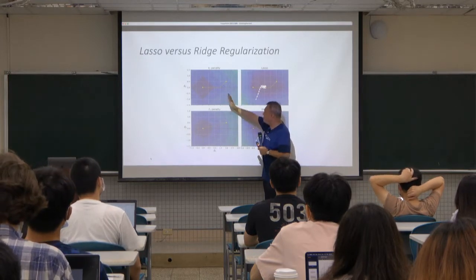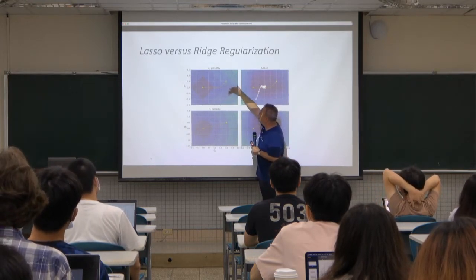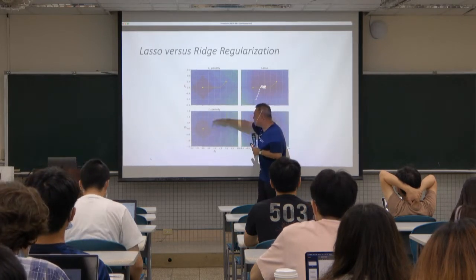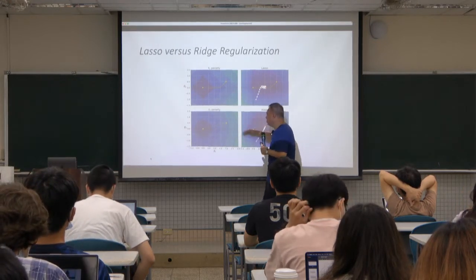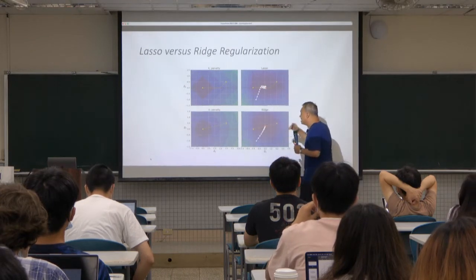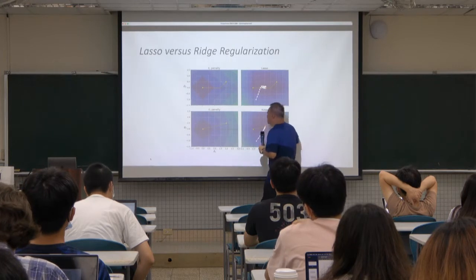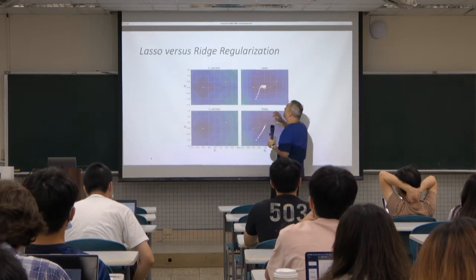Let me explain the difference between the upper row and the lower row. These two figures were obtained by using ridge.